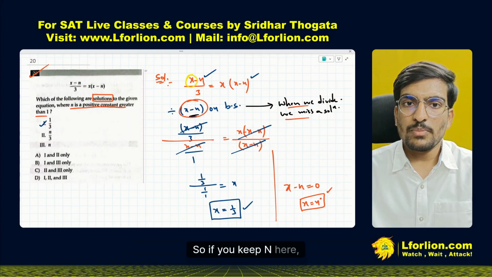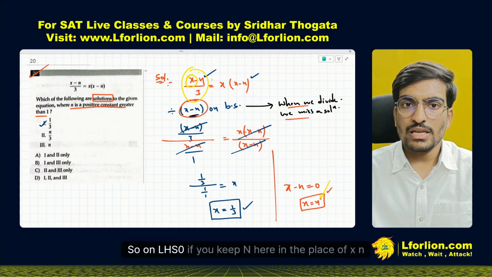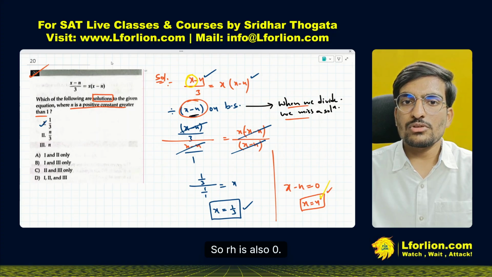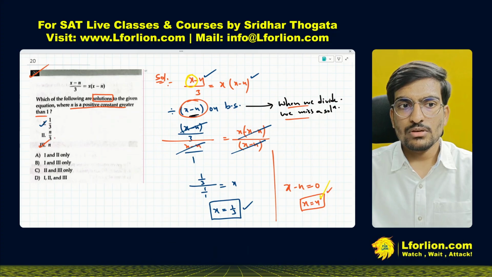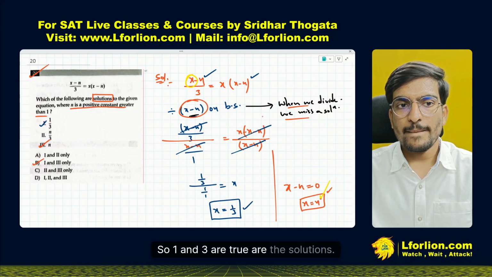So if you keep n here, because x equals n, n minus n is 0, so on LHS 0. If you keep n here in the place of x, n minus n is 0, so RHS also 0. So which means x equals n, which is the third one, is also true. So 1 and 3 are true, they are the solutions.